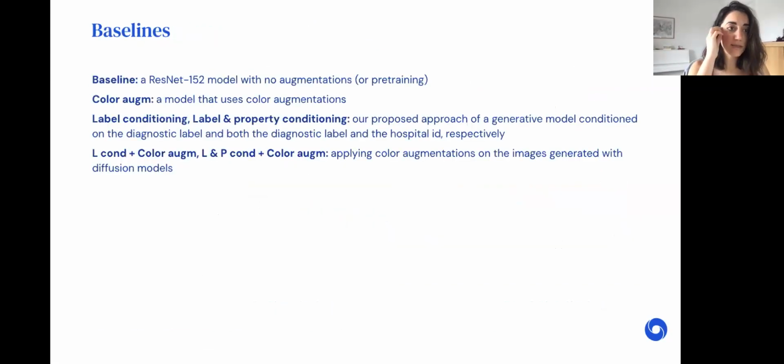So the baselines that we consider include a ResNet model with no augmentations or pre-training. So there's no pre-training on a different dataset. And there's a ResNet model trained with color augmentations that have been shown to be very powerful in the out of distribution generalization setting.